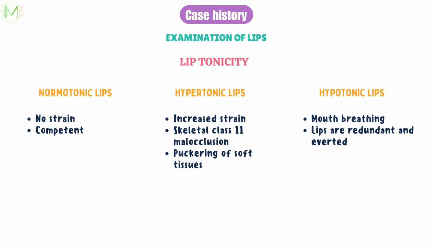In skeletal class 3 cases, it is opposite because there is mandibular prognathism. So the patient tries to approximate the lips by straining the lower lip and the chin tissues. So in these cases, the upper lip is found to be hypertonic. The next type is hypotonic lips. They are seen in patients with mouth breathing habit where the upper and lower lips become redundant and everted.